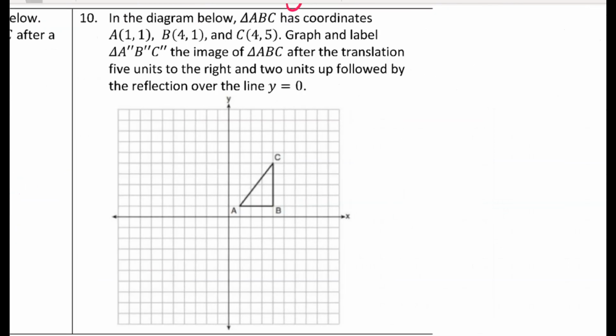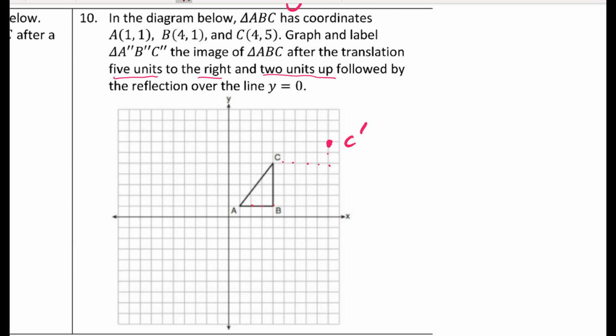For number 10, in the diagram below, triangle ABC has those coordinates. Graph and label triangle A prime B prime C prime after the translation 5 units to the right and 2 units up, followed by a reflection over the line y equals 0. So let's start at the first one. I'm going to take all these points and go 1, 2, 3, 4, 5 to the right and 2 units up. So that's where C prime is going to be.